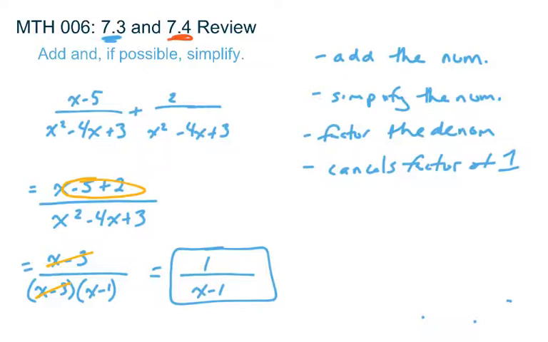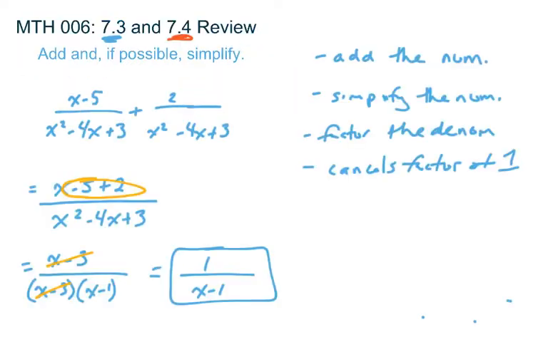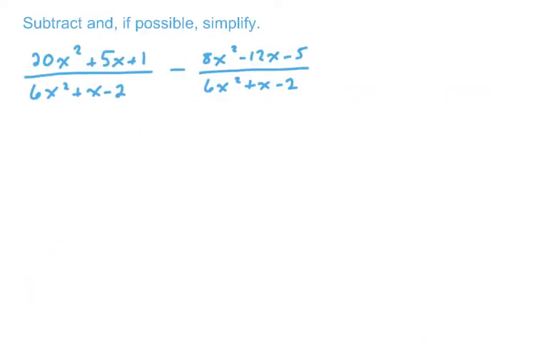So let's look at another example. So here we're going to subtract and, if possible, simplify. We're going to follow those same steps that we just did right here, but instead of adding, we're going to be subtracting. We just want to be careful that when we subtract this numerator, keep in mind, all of those are going to be in a set of parentheses because it's an expression all on its own.